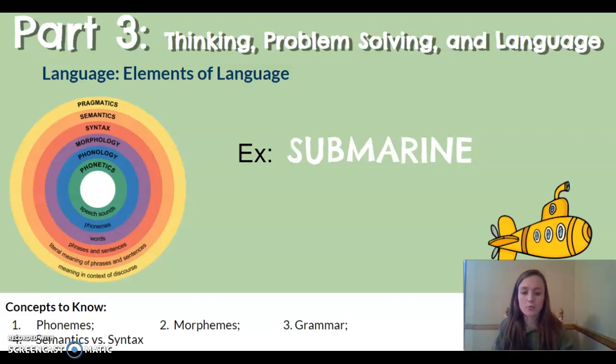Grammar is just a system of rules in language. Semantics refers to the meaning that we give to our words in language, and then syntax refers to the way we arrange our words and the structure of our sentences.